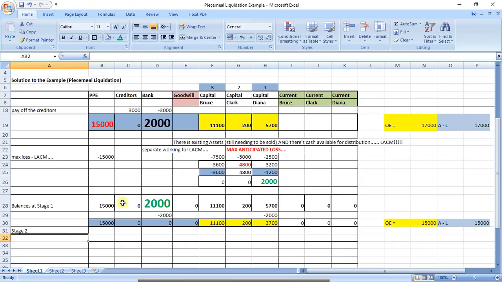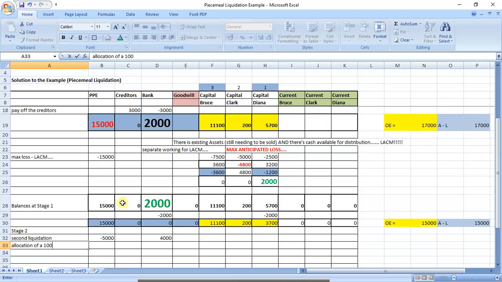So stage 2, second liquidation. How much property, plant, and equipment did I sell? I sold 5,000 Rand worth of it. I only realized 4,000 Rand cash. So where does the difference go? The difference is going to be viewed as a loss that's going to be debited to the capital accounts for each of the partners.